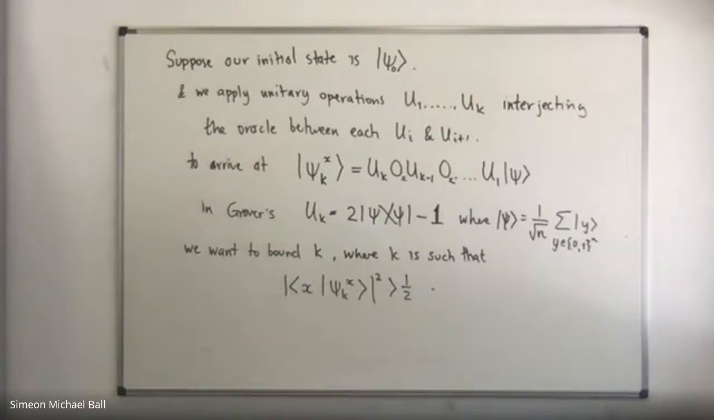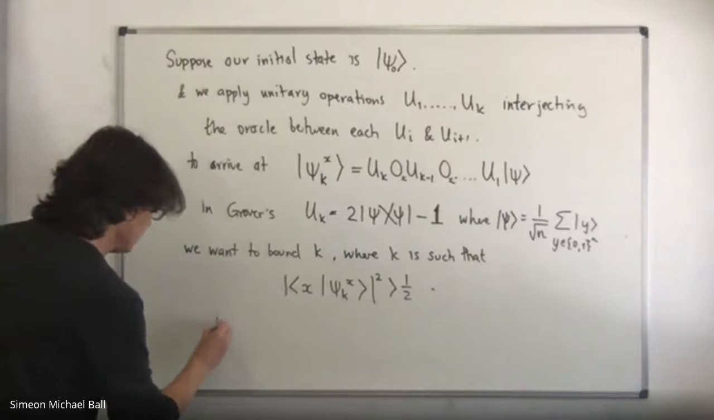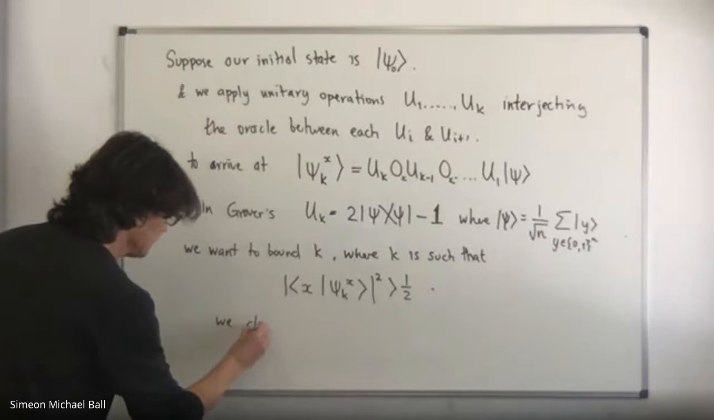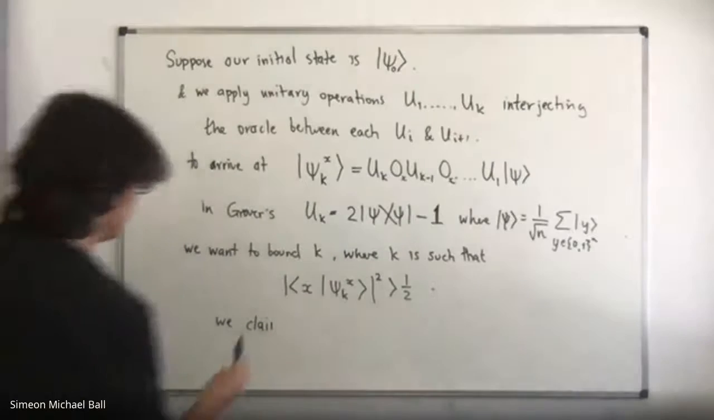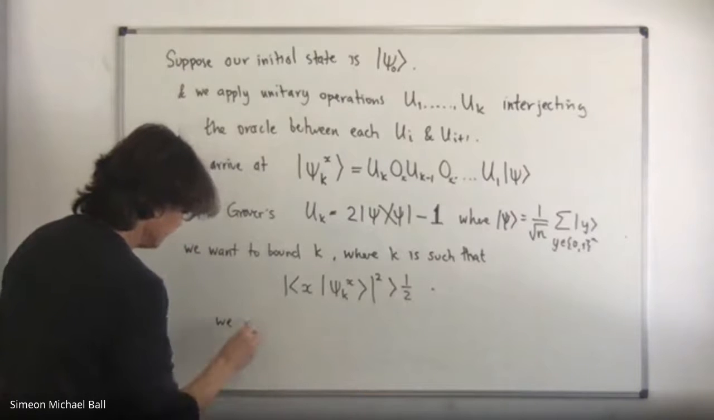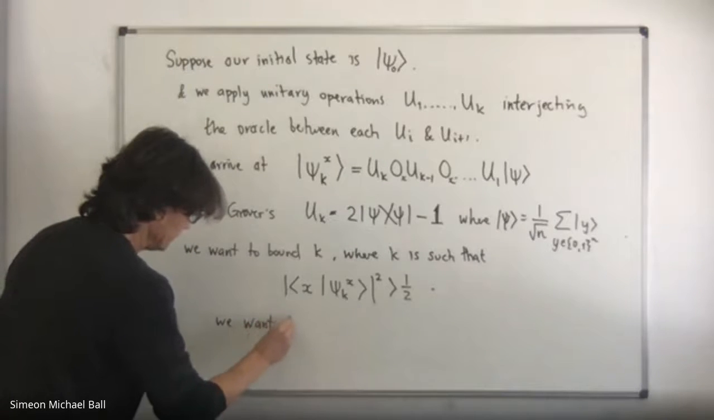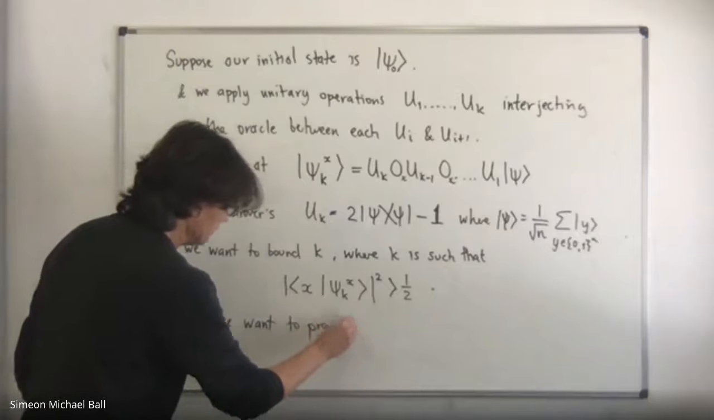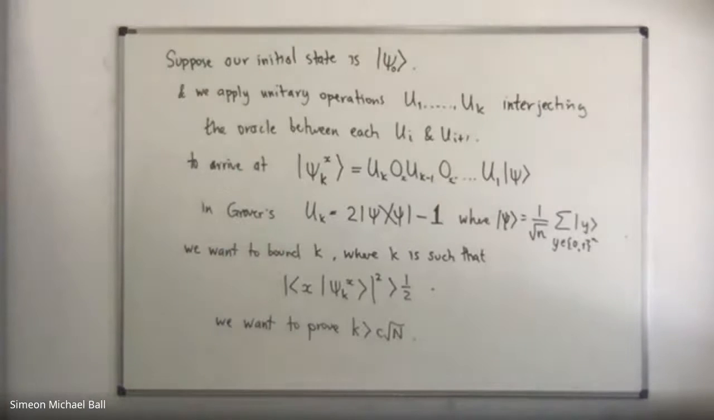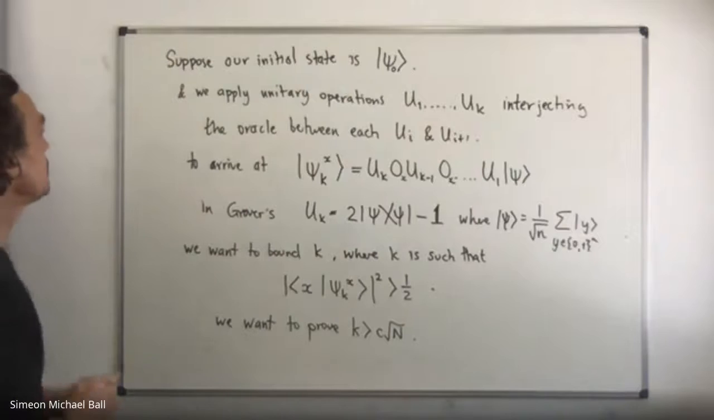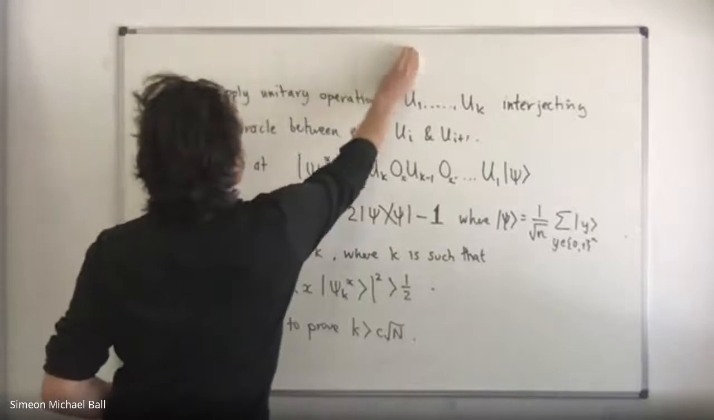Now our plan: we want to prove K is bigger than some constant times root N. So essentially we cannot do better than Grover's. Okay, so we're going to do this with two lemmas. The first lemma doesn't actually use this fact.